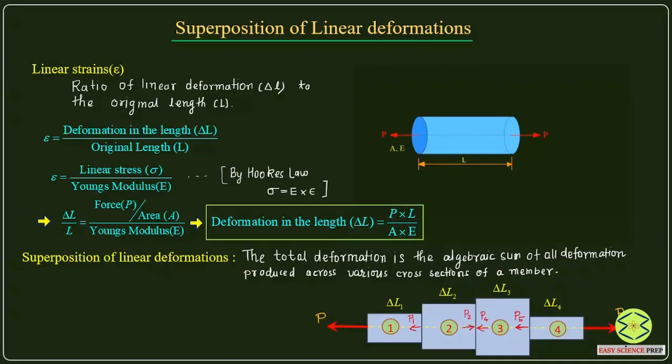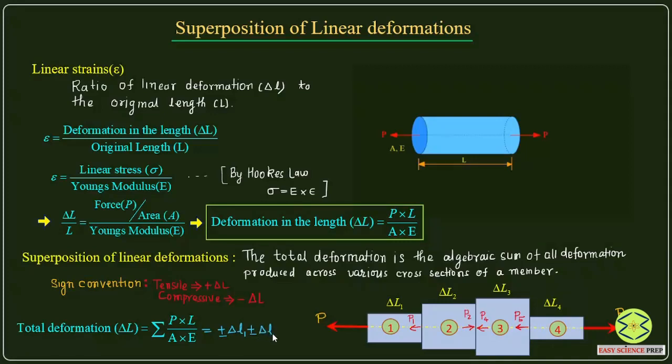So there is a sign convention we have to follow, and the sign convention is something like this. For tensile we take it as positive delta L, and for compressive we take it as negative delta L. So overall deformation is going to be the algebraic sum of individual deformations. So it is plus or minus delta L1, plus or minus delta L2, plus or minus, and so on. This plus or minus would depend upon the nature of the deformation, whether it is compressive or tensile. So by using this particular method we can find out the overall deformation in the member.